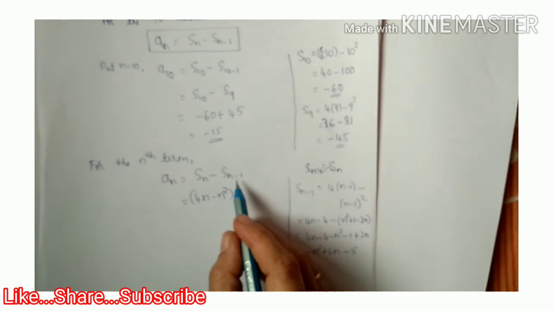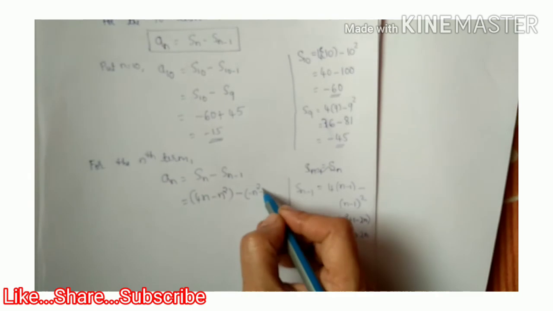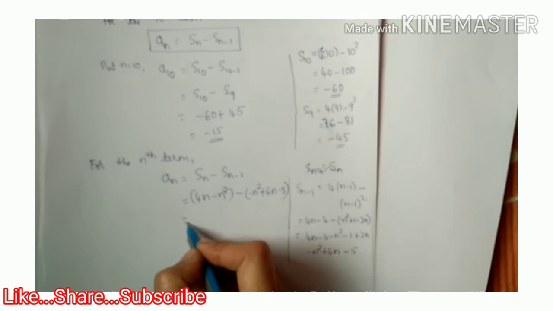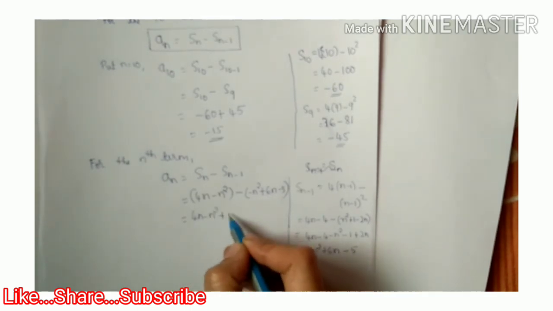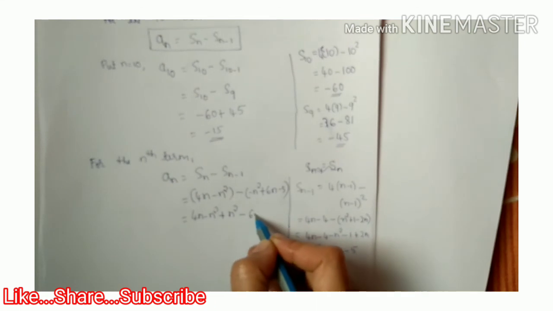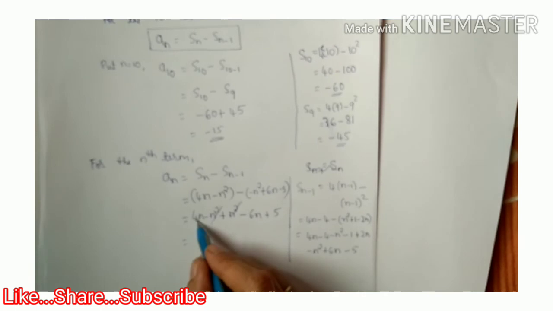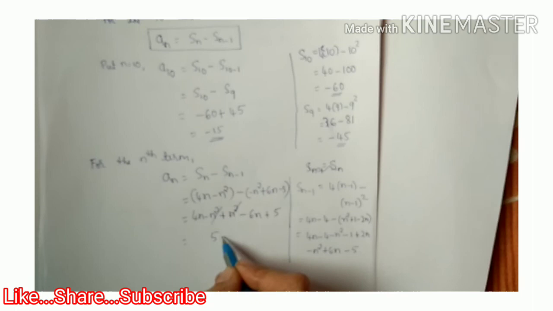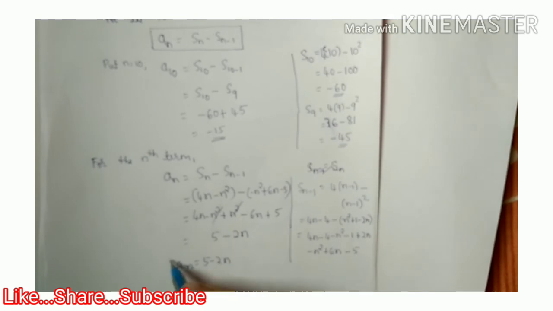Therefore Sn minus 1 is minus n square plus 6n minus 5. So an is 4n minus n square, plus n square minus 6n plus 5, which is 4n minus 6n, minus 2n, plus 5. So 5 minus 2n. The nth term is 5 minus 2n.